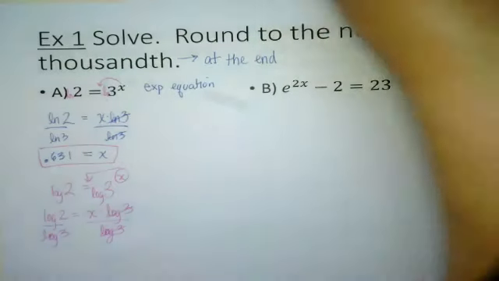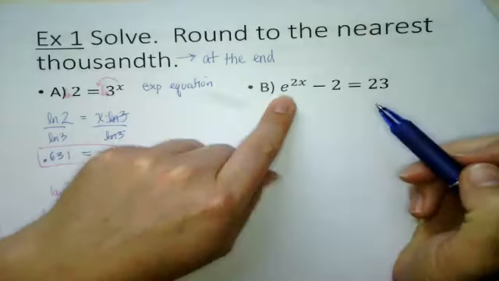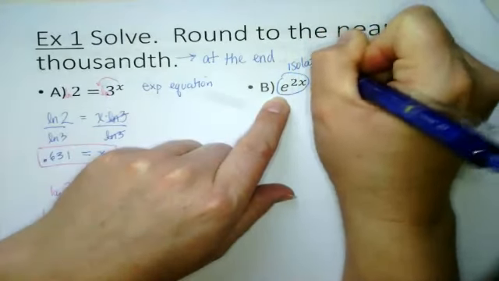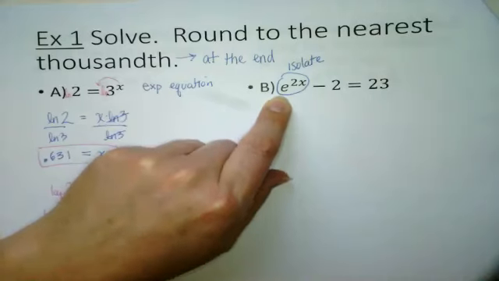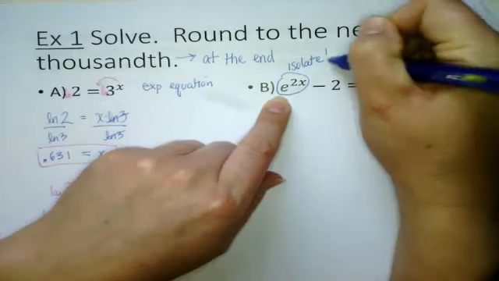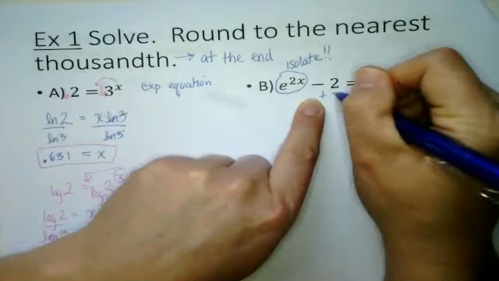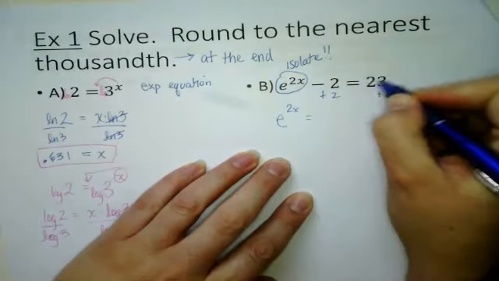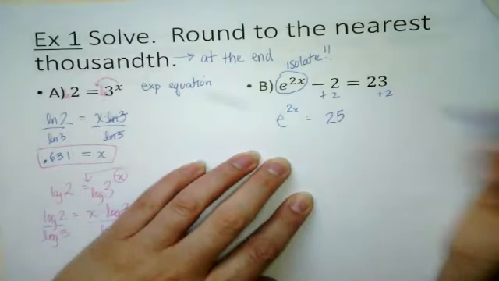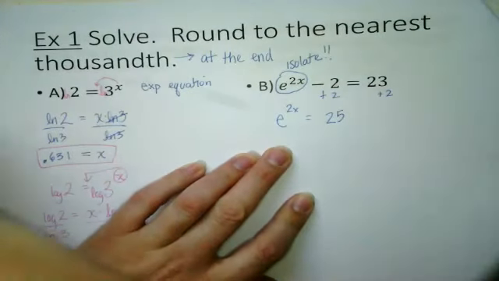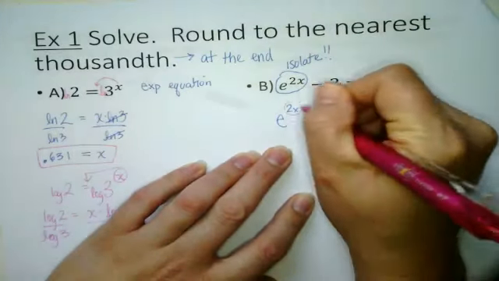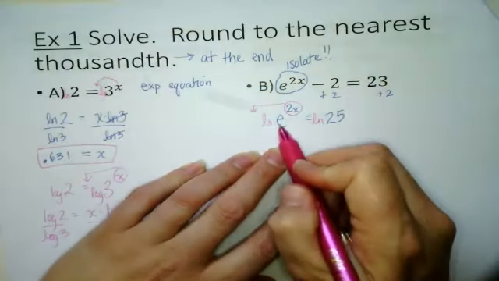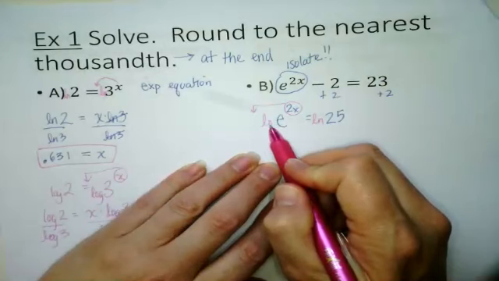All right. Over here, letter B. Before we can take a natural log, we have to isolate the base and its exponent. So always, always remember that you need to isolate first. And so I need to move this 2 to the other side. E to the 2x equals 23 plus 2, which is 25. And now I need to do something to drop my power. And what does that? A natural log does that. When you have E, you want to use natural log.